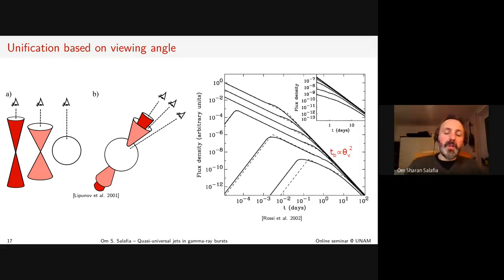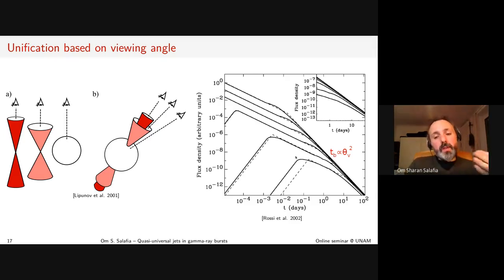The only exception is GRB 170817A, in which case we were observing sufficiently off-axis as to be dominated by the emission of the wings of the outer part of the structure. But I would say this will never be the case for cosmological GRBs. They anyway must be quite on axis for the prompt emission to be observed.